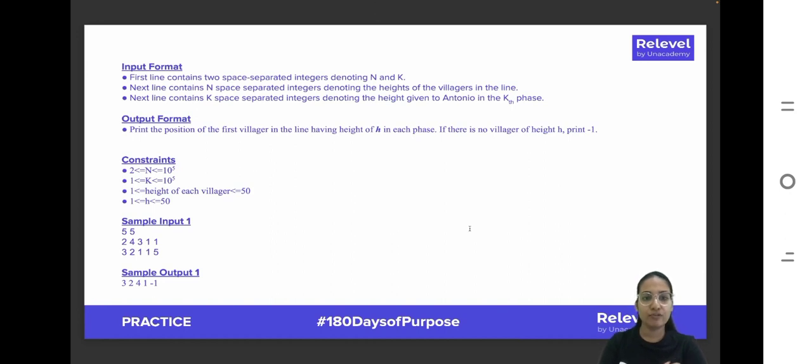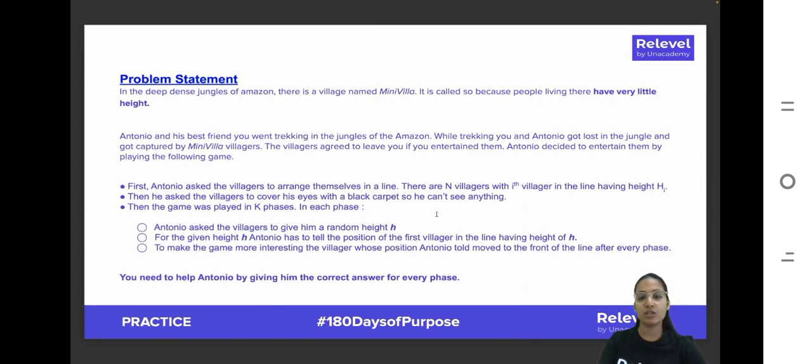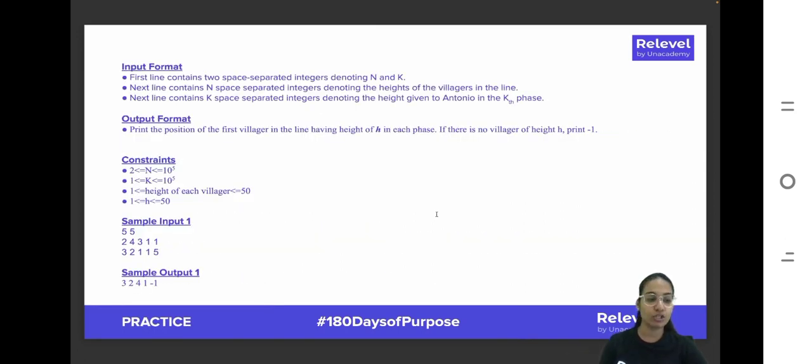So let's figure out the input format. First you are going to get two space-separated integers n and k. Here n denotes the number of villagers and k denotes the number of queries or phases that you're going to play for the game. Then the next line is going to contain n integers which denote the height of each and every villager. Remember that the villagers are initially going to arrange themselves randomly, like there's no ordering, ascending or descending, of height. Then the k space-separated integers are given, which are the k queries or the k heights which Antonio is going to get.